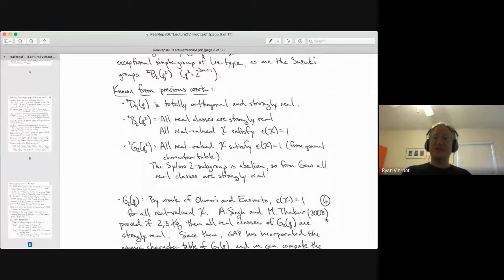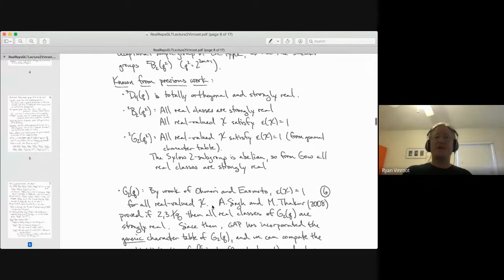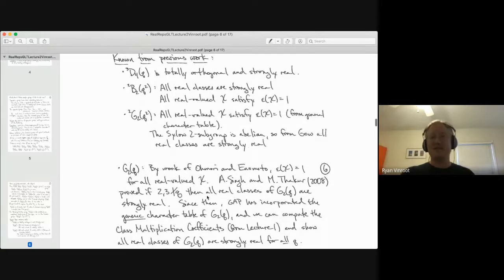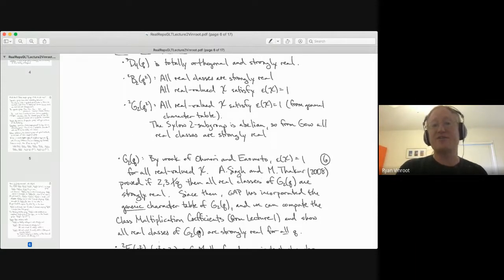Now, we've had some time since then, and GAP has now incorporated a full generic character table of G2(q), which means we can just put in the character table of G2(q), that's all in terms of q, and then we can compute these class multiplication coefficients that I mentioned in lecture 1, and we can see that, in fact, even when q is a power of 2 or 3, all the classes of G2(q) are strongly real.